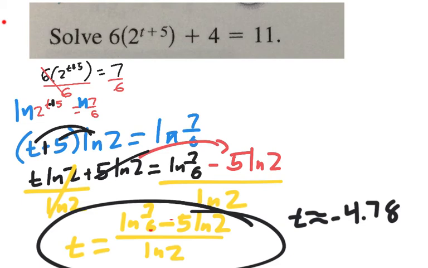Like I said, if you got something different, plug yours in and see if you get that same approximation. That's what I got. I got negative, hold on, negative 4.84. Natural log of 7/6 minus 5, natural log of 2. Oh, it's because of the order of operations. Hold on just a second. No, I can't do that. Natural log of 7/6 minus 5 times the natural log of 2, and then divide this by the natural log of 2. Yeah, that's right. Negative 4.78.